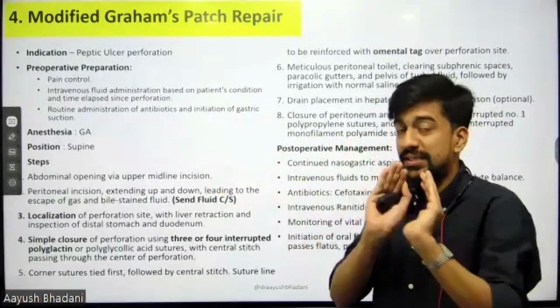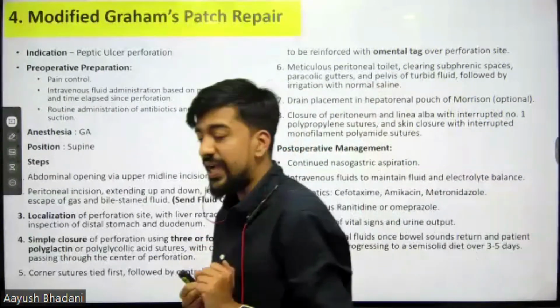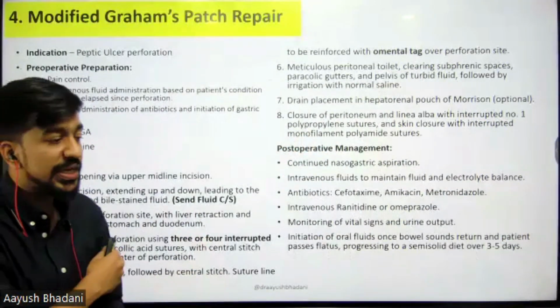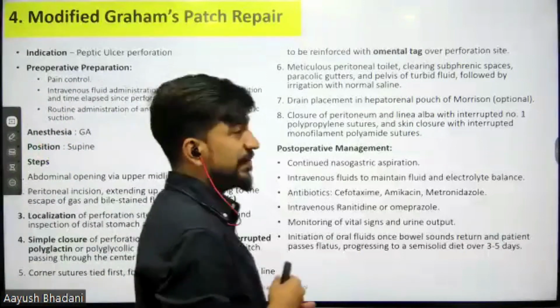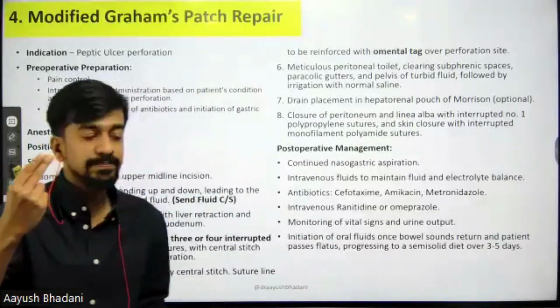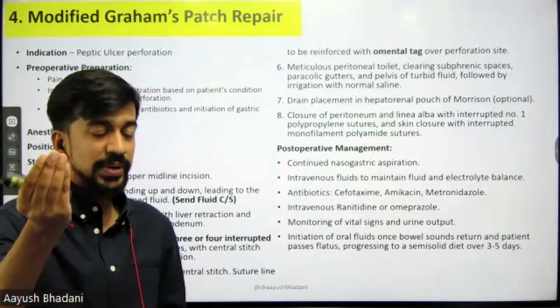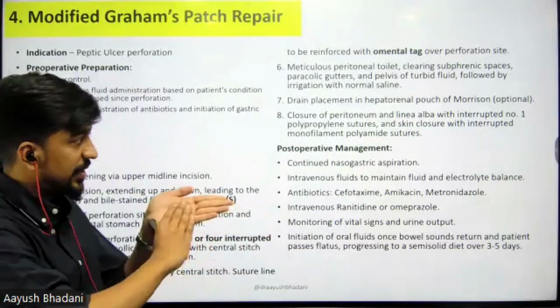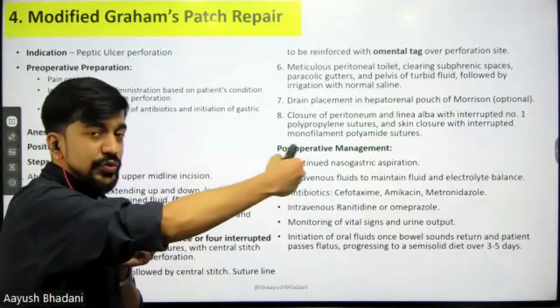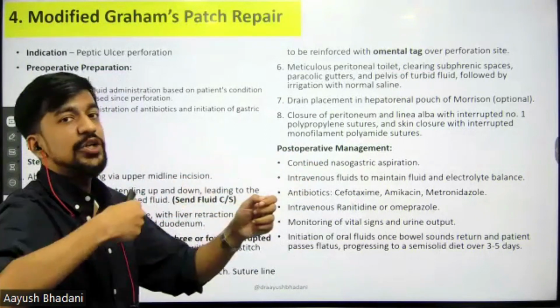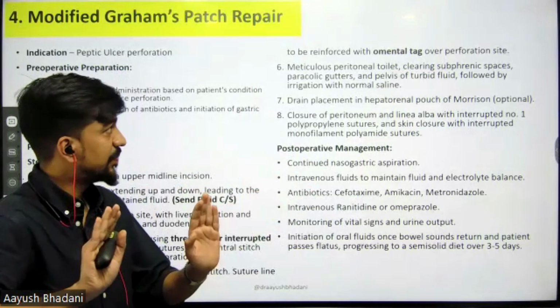Simple. But that's not done because we need to modify. That is when the modified Graham's patch repair came in. So what is the patch? We have the policeman of the abdomen, the omentum. Beautiful thing. Just take the omentum, put it on the perforation, and with the same sutures, tie the omentum. As simple as that.